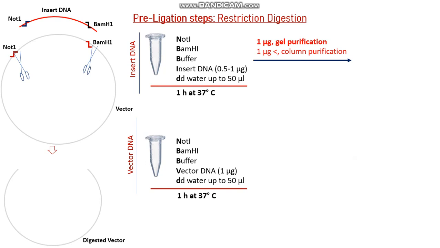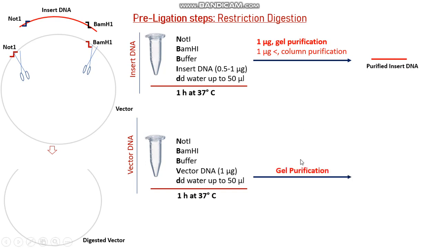Next, after getting the digested fragment, you need to purify it because it contains the enzymes and other impurities. So you need to get the purified DNA fragment. Usually we do gel purification. If the amount is 1 microgram or more, then you choose gel purification. But if it is less than 1 microgram, then obviously you should not go for gel purification, because you will not get enough concentration. In that case, you need to directly use column purification. After the purification step, you will get the purified insert DNA fragment.